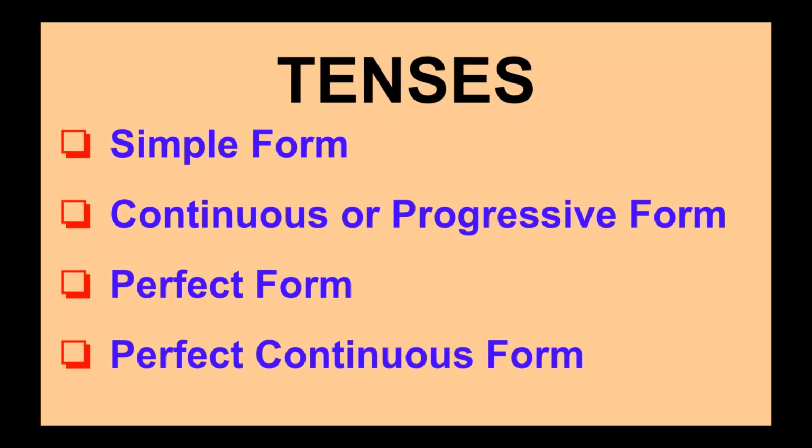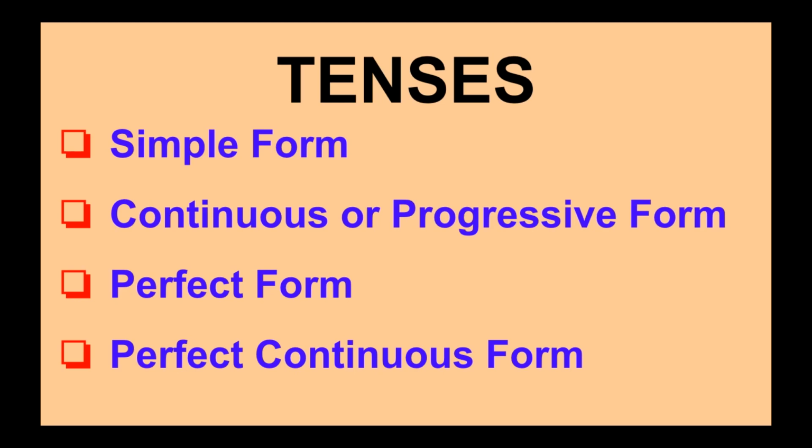Each tense has four subcategories: simple form, continuous or progressive form, perfect form, and perfect continuous form. So when I say present tense, it has four subcategories: simple present tense, present continuous tense, present perfect tense, and present perfect continuous tense.